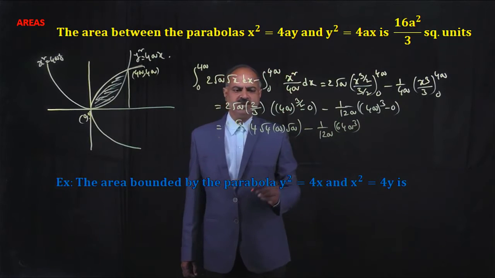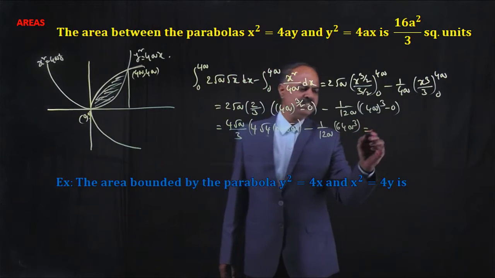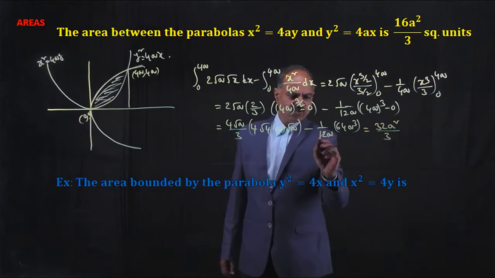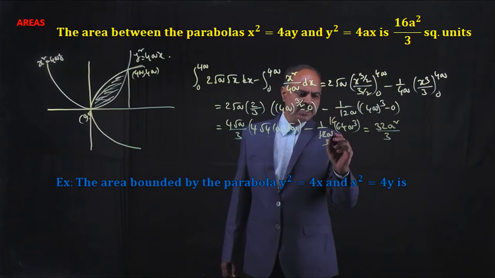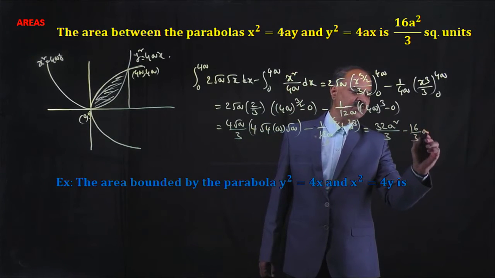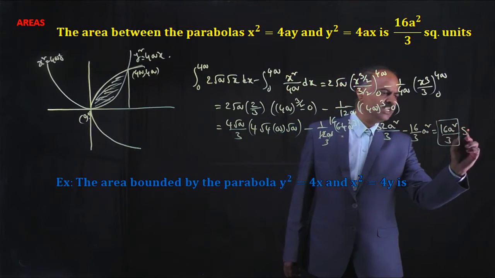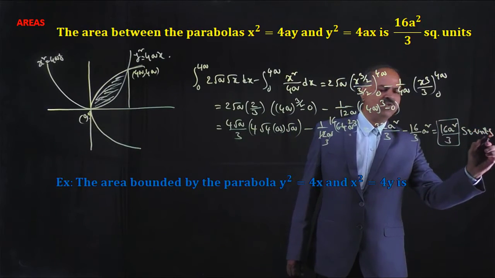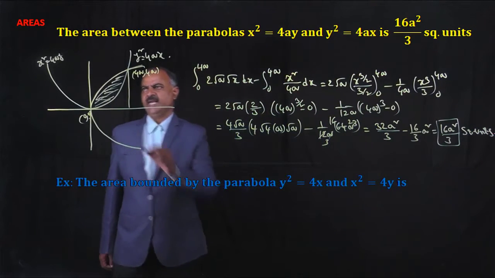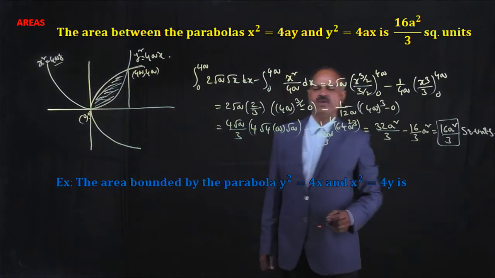Now this is equal to 4 into 4, 16, into 2, 32a^2 by 3, minus 4 into 16a^3 by 12a, where the a cancels. So minus 16 by 3 a^2. Now that is equal to 16a^2 by 3 square units. Therefore the area between the parabolas y^2 = 4ax and x^2 = 4ay is 16a^2 by 3 square units.